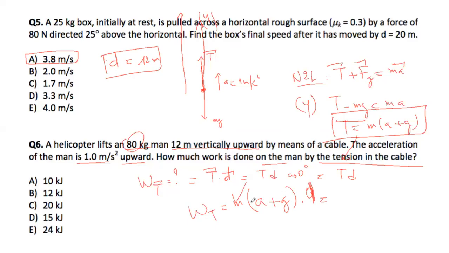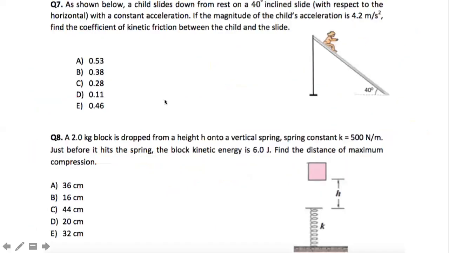And I know everything. 80, acceleration 1, 9.8, and d is how many? 12. And you do it, and you get 10 kilojoules. That's the work of the tension. Great. Let's look at this problem.